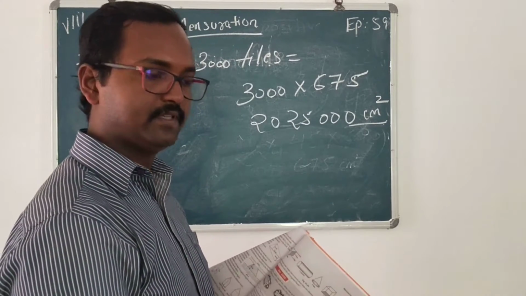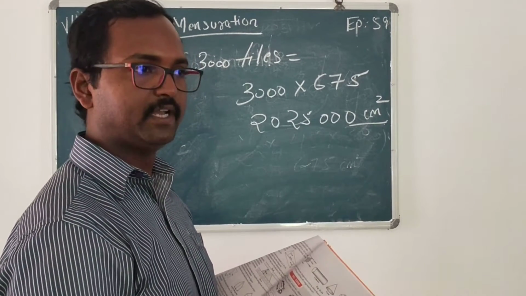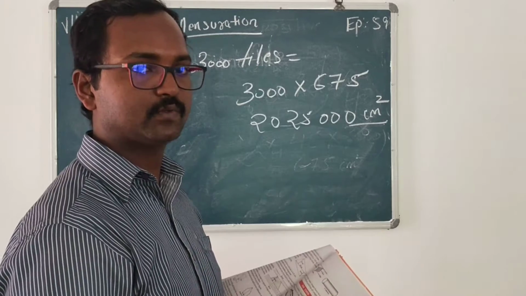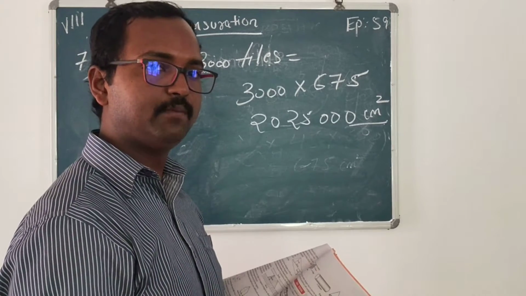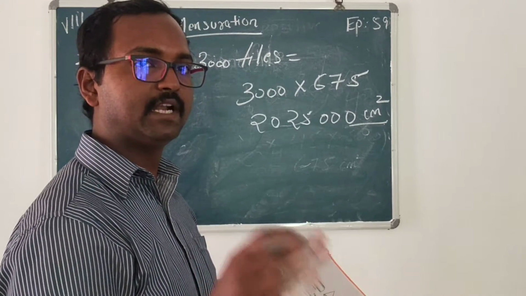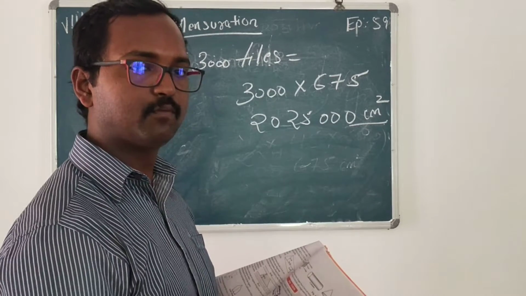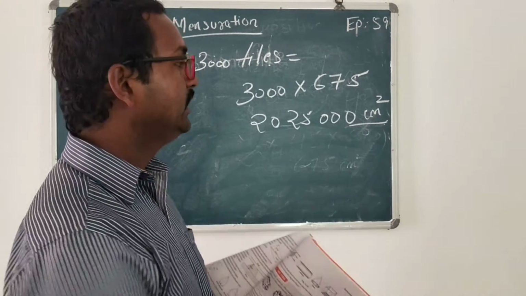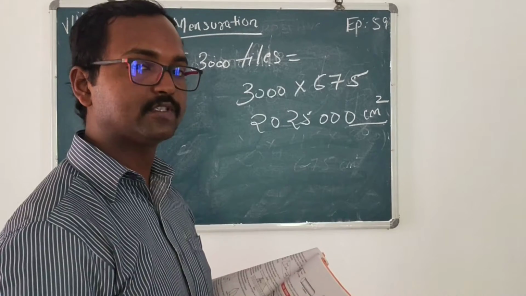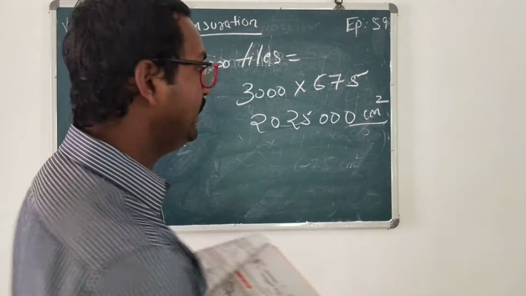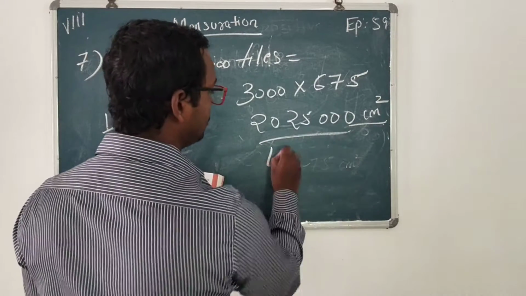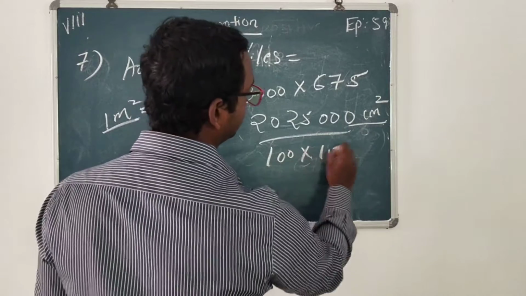In the previous sum I explained how to convert meter square to centimeter square. To convert meter square to centimeter square, we have to multiply the number by 100 into 100, which is 10,000. Here we have to do the reverse process. We have to divide the entire number by 100 into 100.